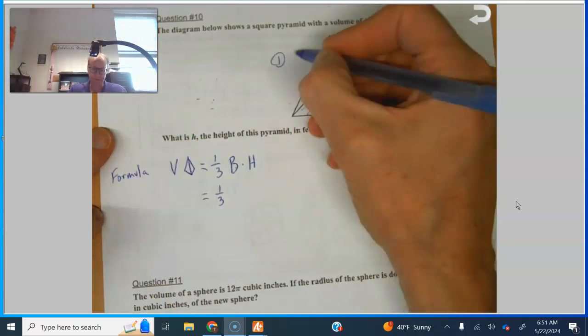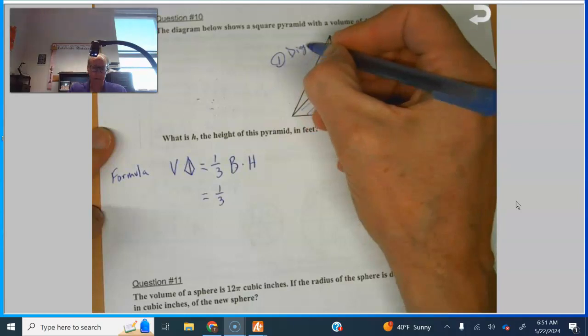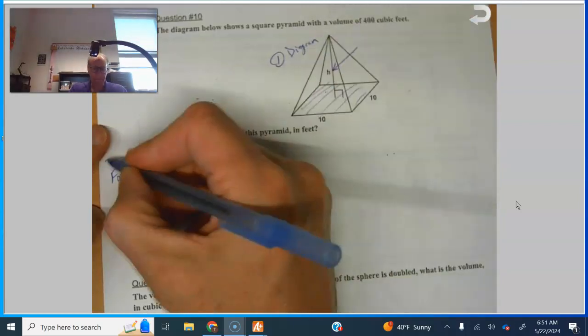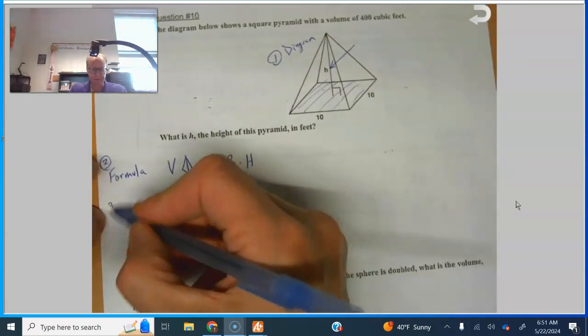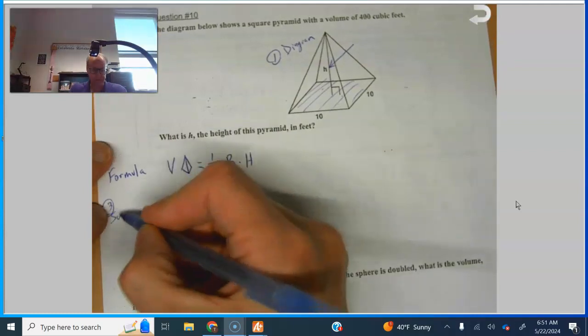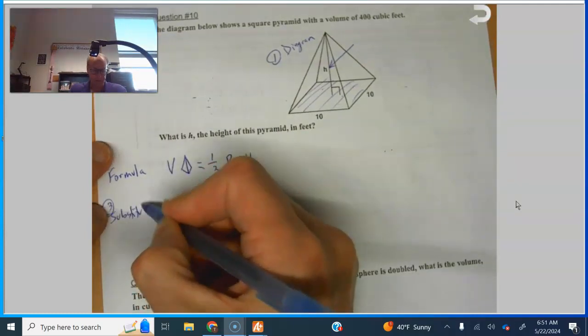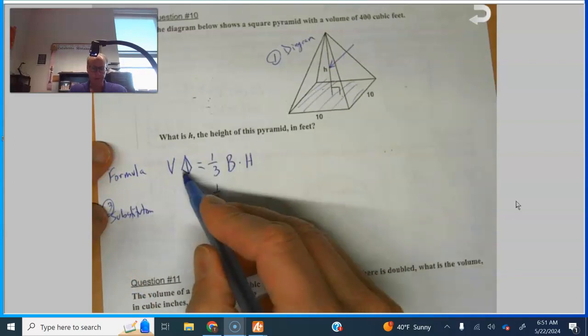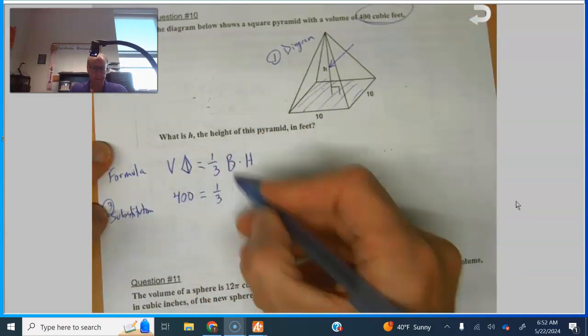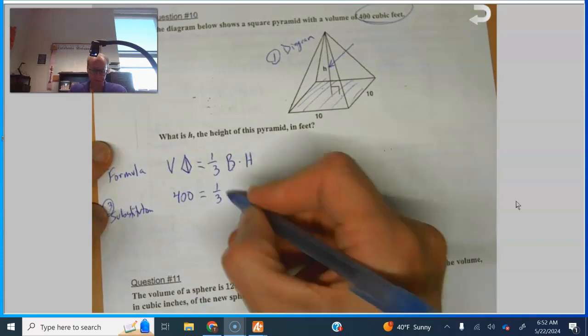So my first step was a diagram. Here's my first step, diagram. My next step is formula. My next step is to substitute inside parentheses. This is my substitution step. And the volume, they tell me, is 400 cubic feet. And the area of the base, of course, is 100.